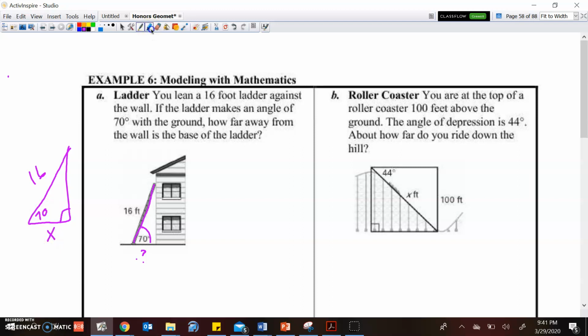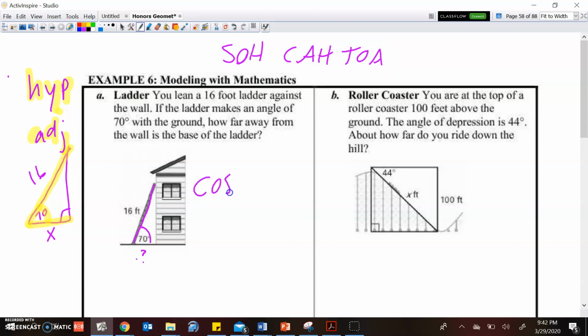So in my triangle, I know the hypotenuse. The other thing I'm trying to figure out is this distance. So I need to figure out which trig function lets me use that. I have the hypotenuse, and I have this side, which from a 70-degree angle is my adjacent side. So which trig function uses hypotenuse and adjacent? That's going to be cosine. So I'm going to say the cosine of a 70-degree angle is going to equal, I called this x, over 16.